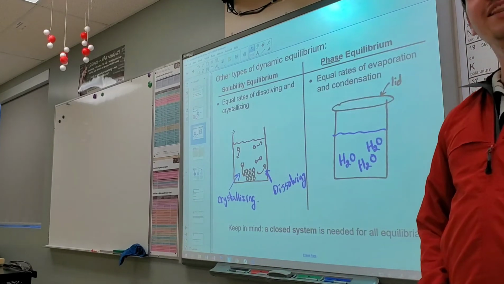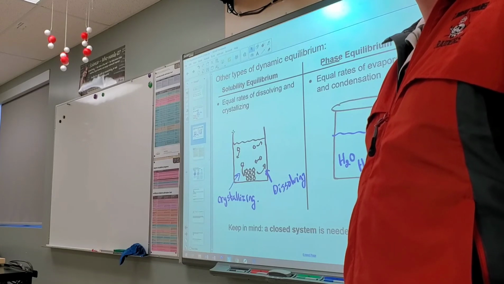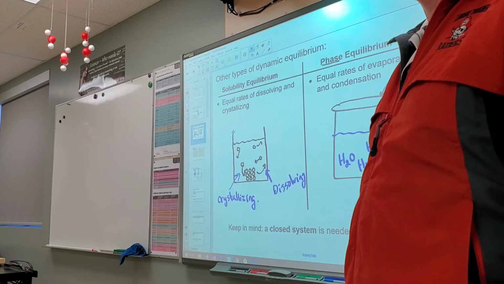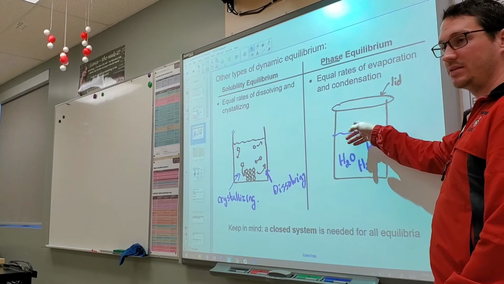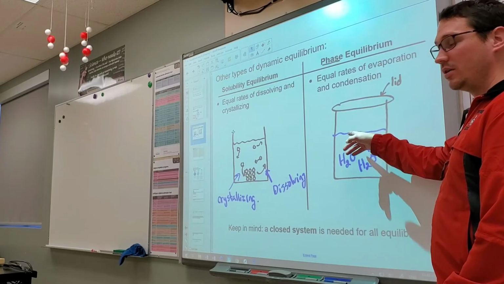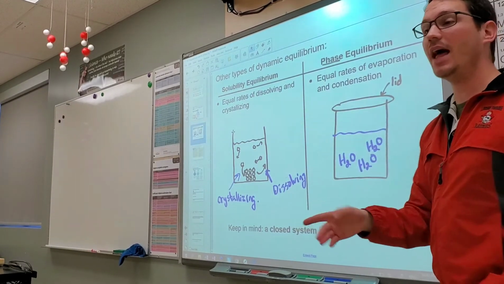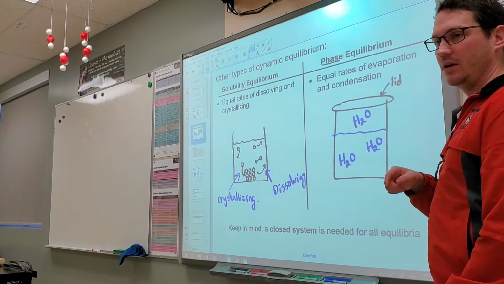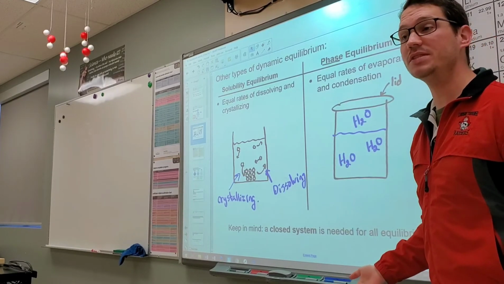So now I put a lid on here. Ooh, that's interesting. What's going to happen now? Water will... Is water still going to evaporate? Would you agree some of these water molecules still have enough energy to leave the water? But can they leave our system now? We've got a closed system.